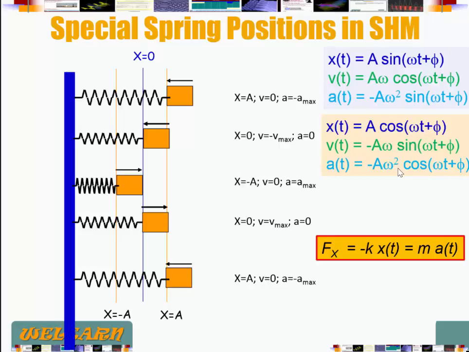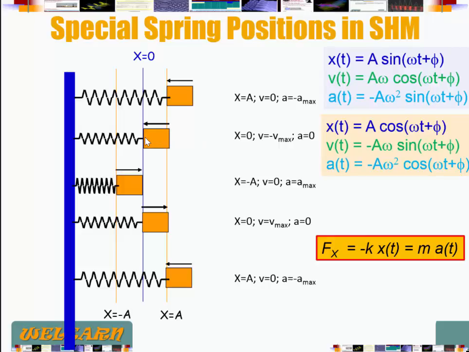So in brief, if I use phi equal pi over 2, I'll use this set of equations. If I use phi equal to 0, I use this set of equations. Okay, let's go back to the special positions. So x equal a, v equals 0, a is equal to minus a omega squared, the maximum acceleration magnitude.